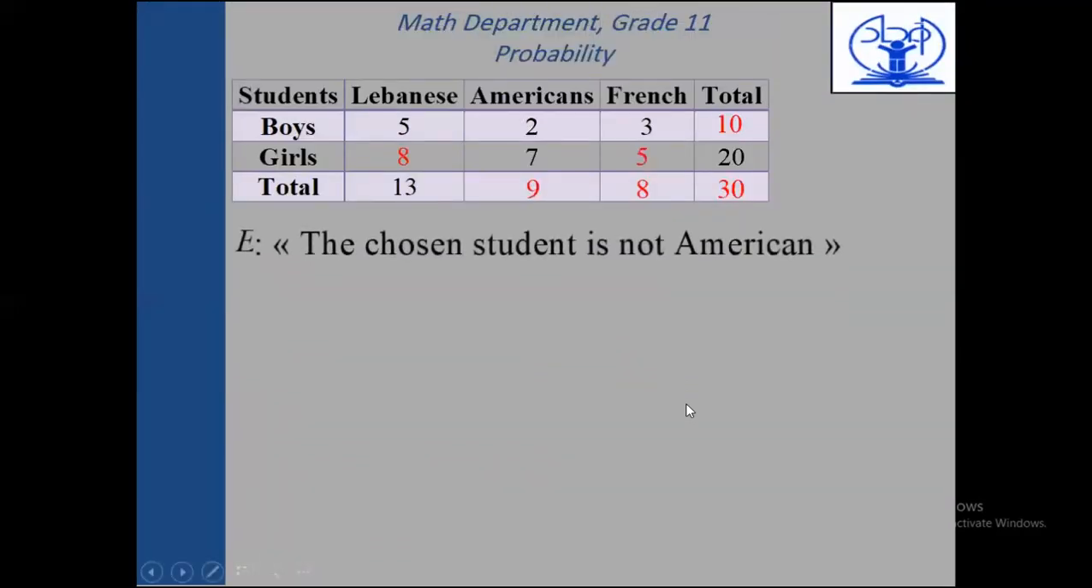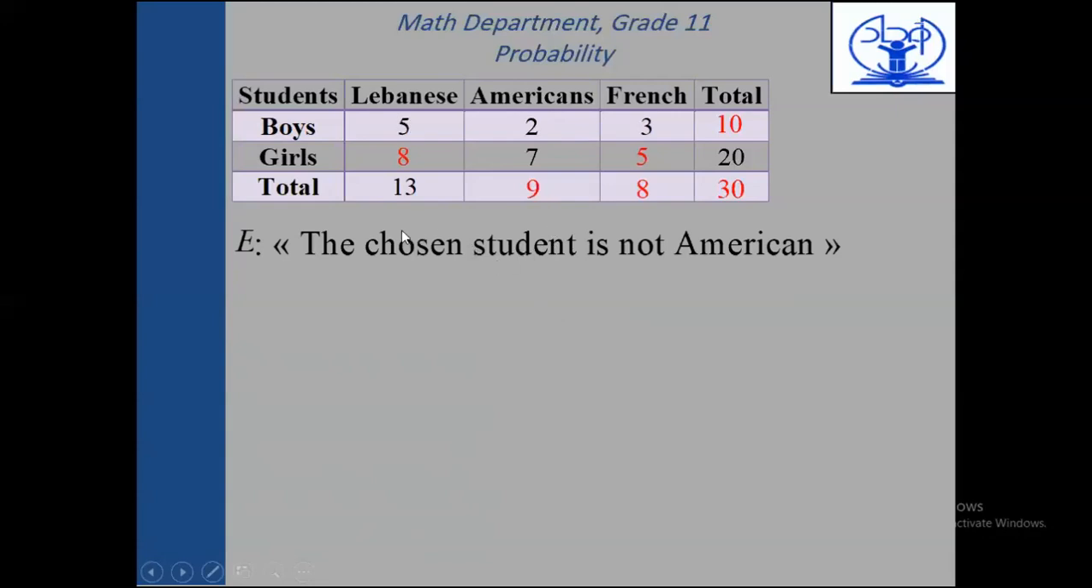What's the probability of the event E, the chosen student is not American? By the way, to calculate this event, there are 2 methods. Either you find the probability of being American, and that's clearly 9 over 30, then you do 1 minus that, because this is the complementary event of the event American. Or you can count from the table all the students who are not American.